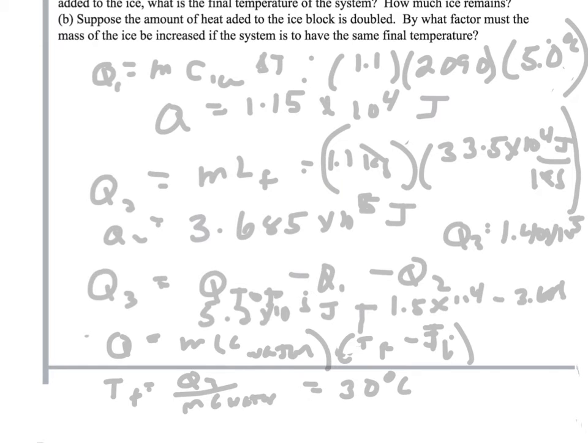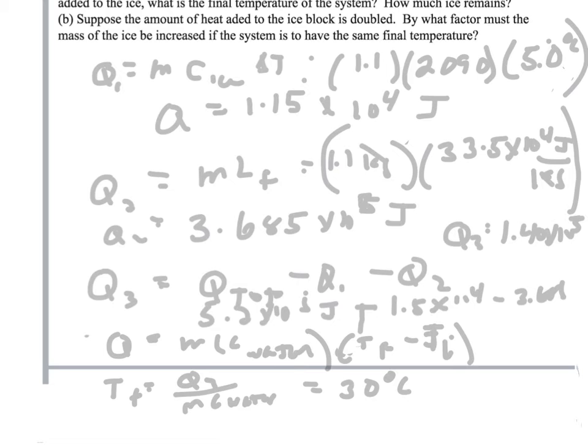And so if we have a final temperature of 30 degrees Celsius, what do you think that tells you? So basically what it tells us is that no ice remained. It asks how much ice remains in that one question. Well, no ice remains, because if the final temperature is 30 degrees Celsius, that's greater than 0 degrees Celsius. So the block of ice was completely melted.